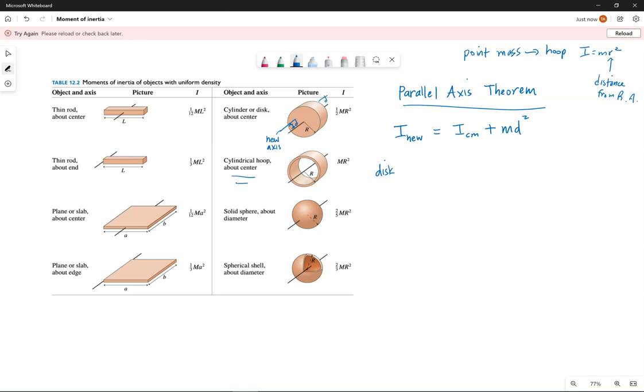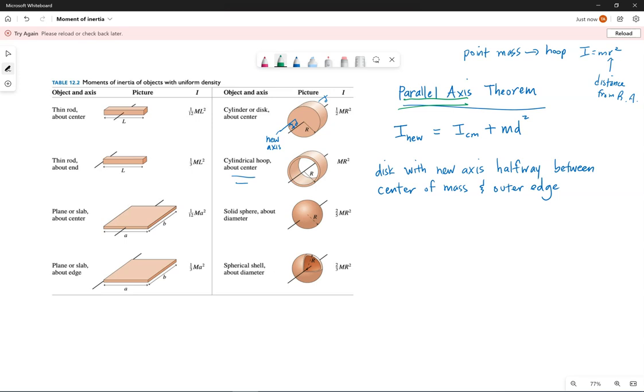So for example, let's say this new axis was halfway. So we have a disk with new axis halfway between the center of mass and the outer edge. So to use this equation, I hope it's somewhat obvious, the new axis must be parallel to the one that goes through the center. Okay, so if we have a new axis that isn't parallel to that axis in the picture, then we cannot use this equation.